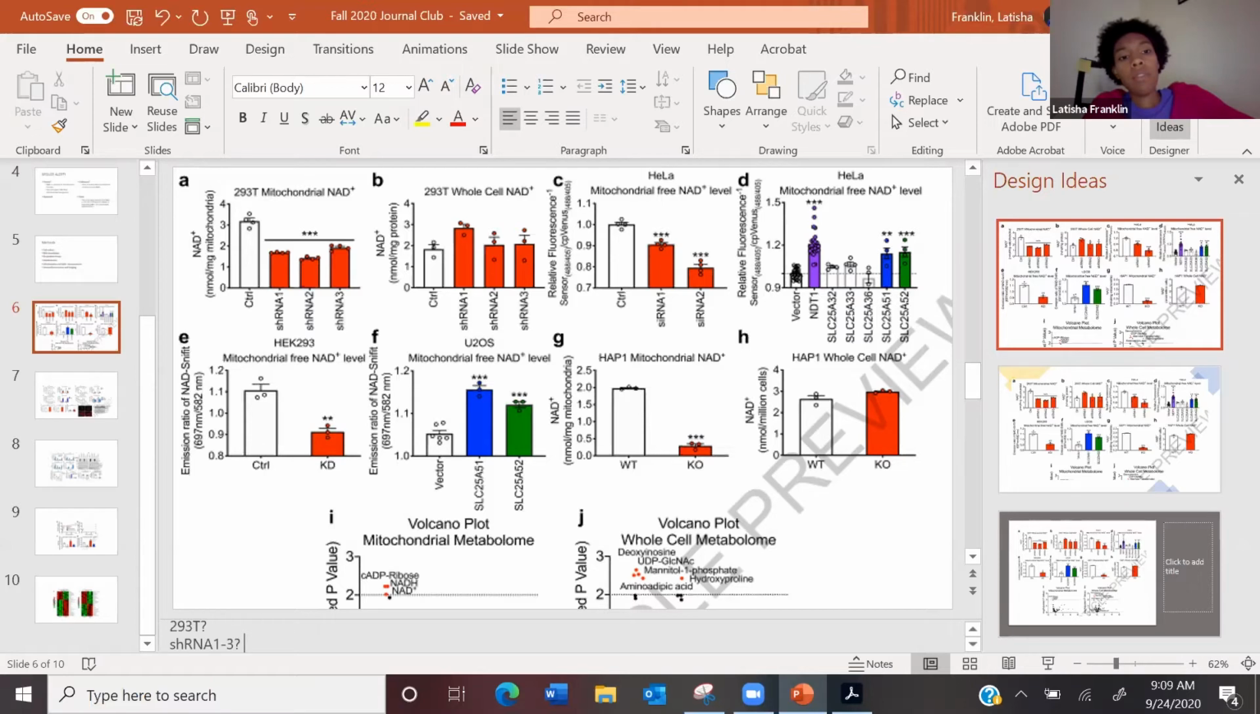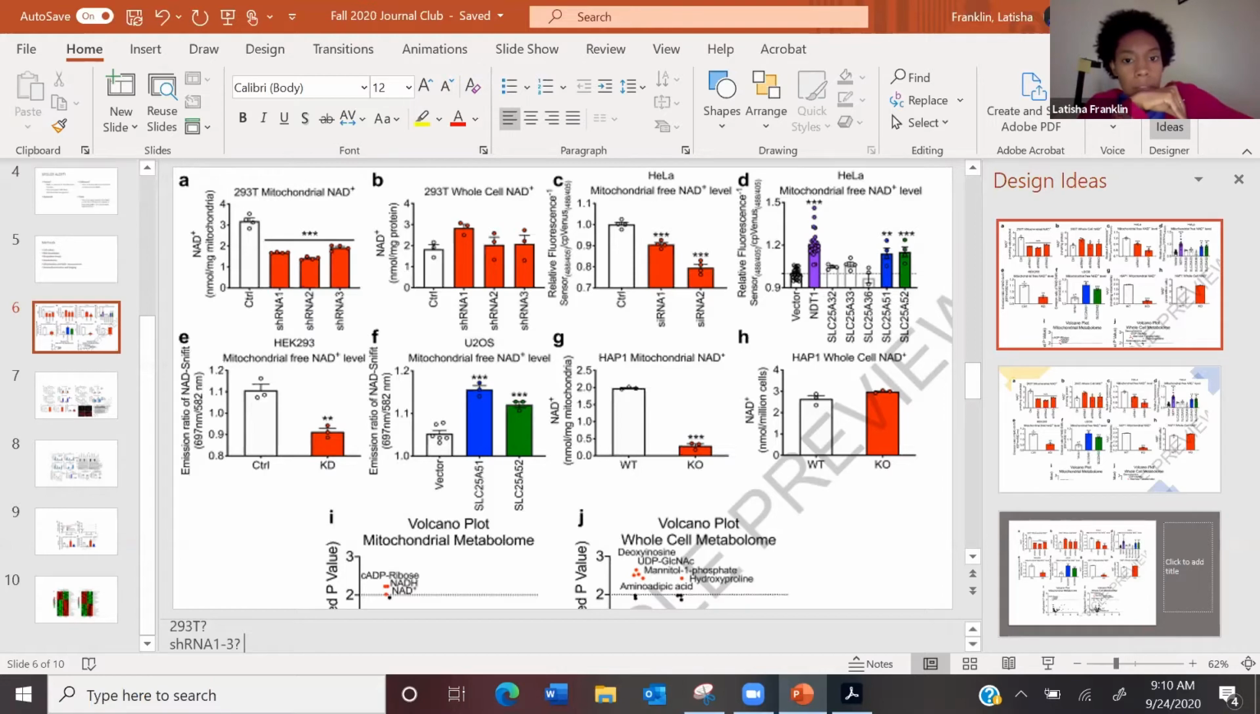On a broader scale, I think this indirectly tells people that just because you may be measuring something within the cell does not mean that it is not impacted within a specific organelle within the cell. Looking at panel C, we have relative fluorescence, how it's sensed. And here we're looking at the HeLa cells, and we're looking at the free NAD within the mitochondria.